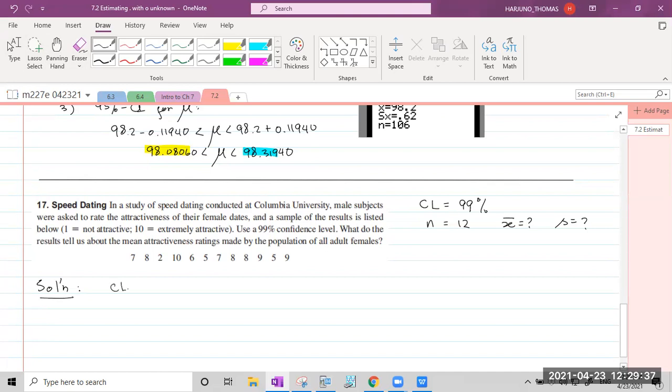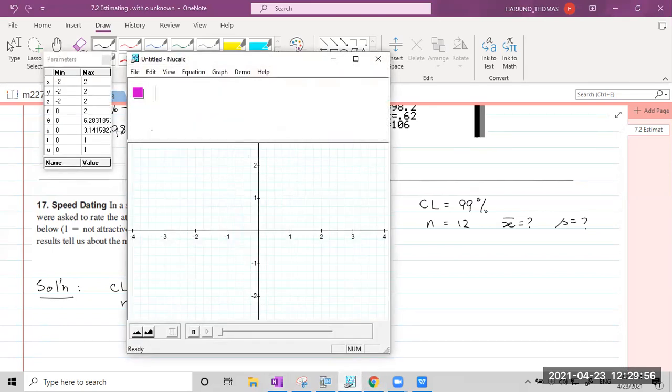The confidence level is 99%. The n is equal to 12. Now you need to find the sum of the data and the sum of the square of the data. Okay, we use our calculator. Oops, sorry, I punched the wrong one.